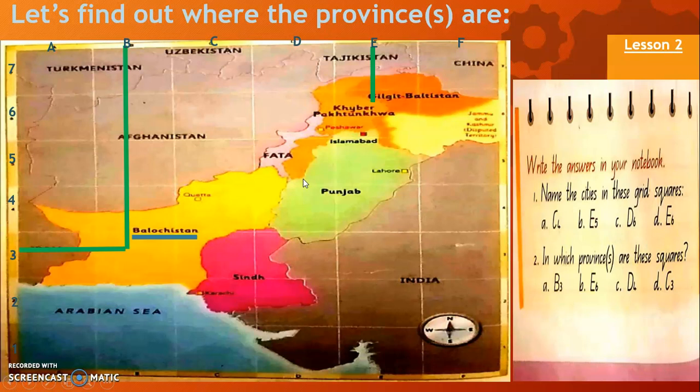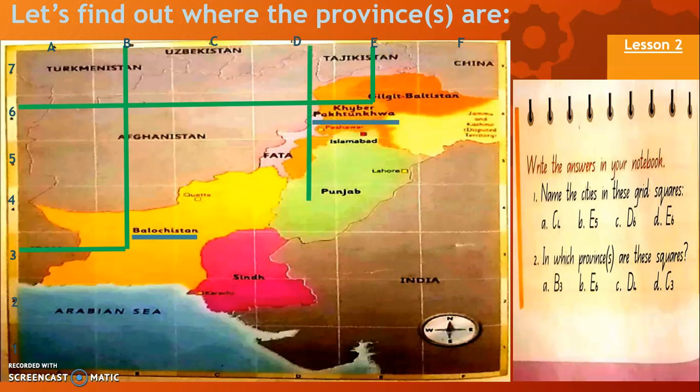Make a line starting from point E and ends where we find the 6 horizontal row. Make another line starting from point 6 and ends where we find the E vertical column. So the E vertical column and 6 horizontal row combine to make the E6 grid square. And the E6 grid square belongs to Khyber Pakhtunkhwa province.